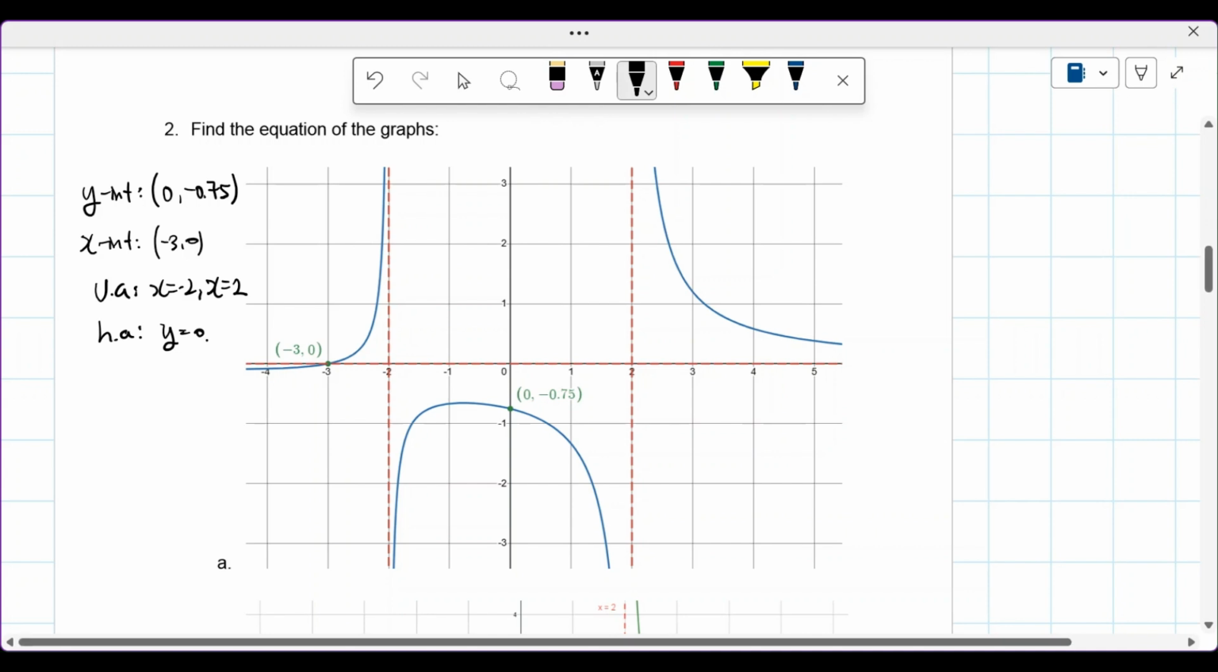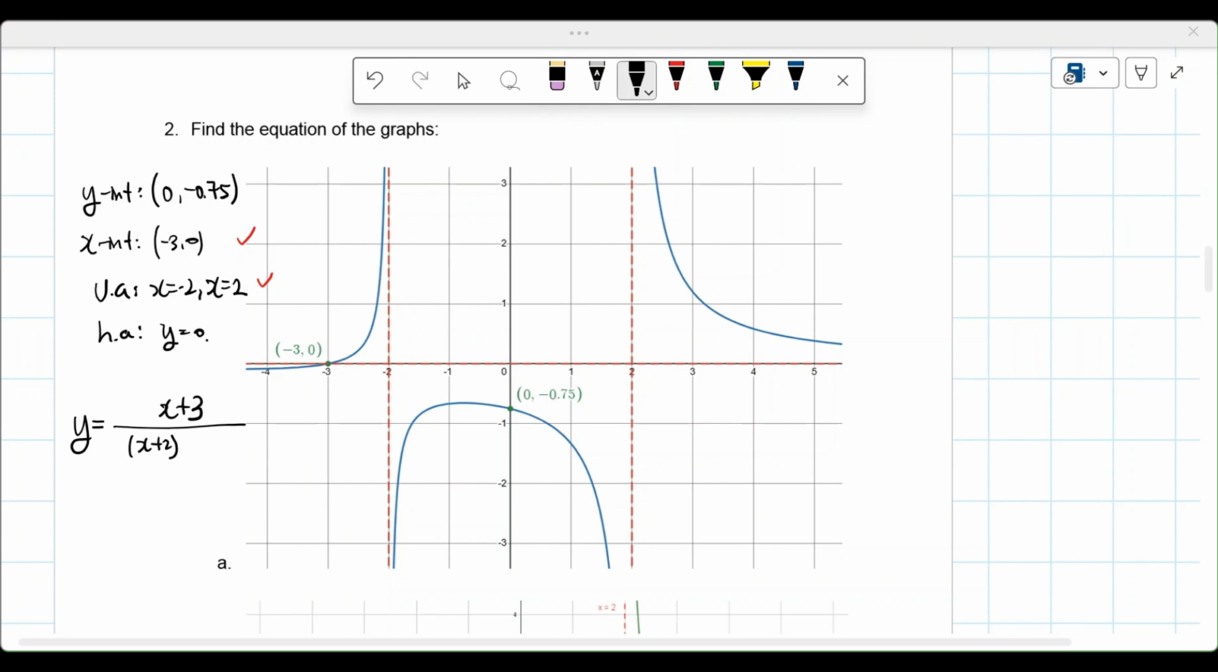Now, we want to start by looking at the x-intercepts and the vertical asymptotes first. So let's do that. The x-intercept of negative 3 comma 0 tells me that the numerator has to be x plus 3. The vertical asymptote of x equals negative 2 tells me that my denominator should have x plus 2, and also the x equals 2 vertical asymptote tells me that I need to have a factor x minus 2 in the denominator.